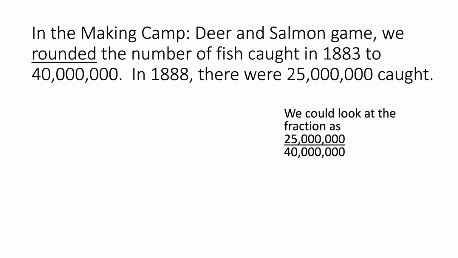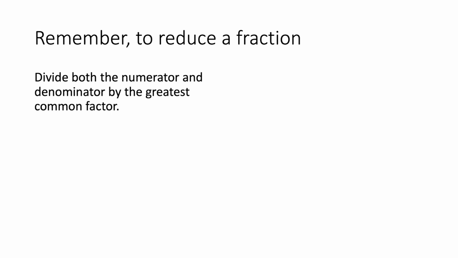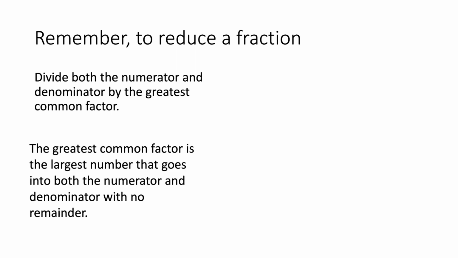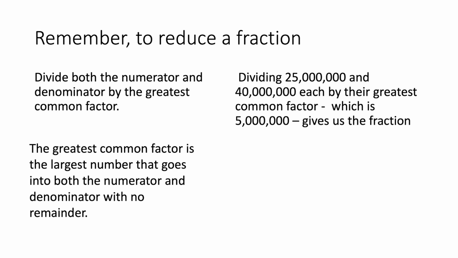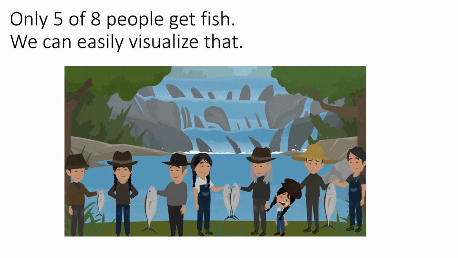We could look at the fraction as 25 million over 40 million, and that fraction can be reduced to 5/8. Remember, to reduce a fraction, divide both the numerator and denominator by the greatest common factor. The greatest common factor is the largest number that goes into both the numerator and denominator with no remainder. Dividing 25 million and 40 million each by their greatest common factor, which is 5 million, gives us the fraction 5/8. Only 5 of 8 people get fish.